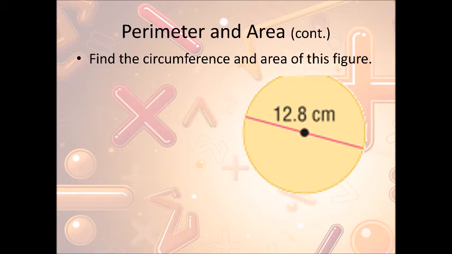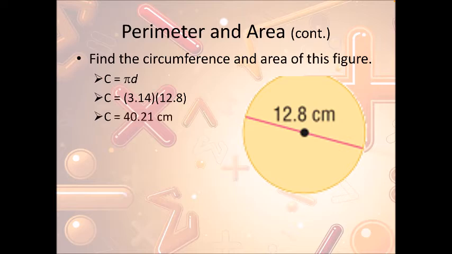In this particular case, if I'm looking for the circumference, I am given the diameter, so I can use pi d. So if I take this diameter of 12.8 multiplied by pi, that gives me 40.21. Now when looking for the area, I cannot use the diameter. I have to have the radius.